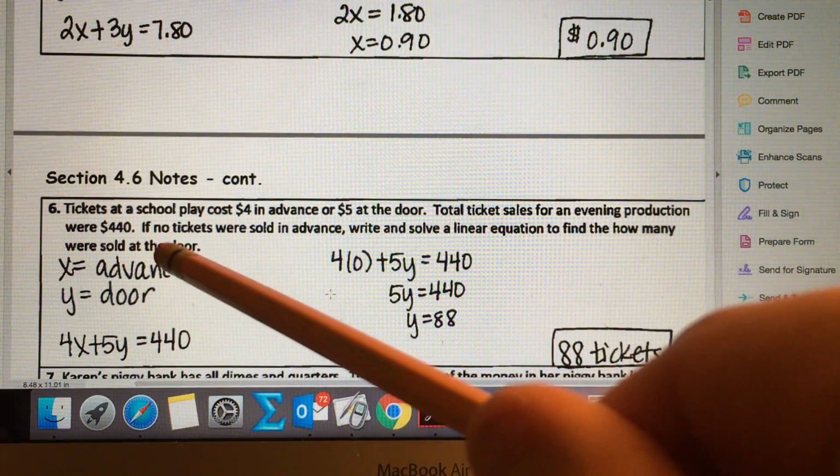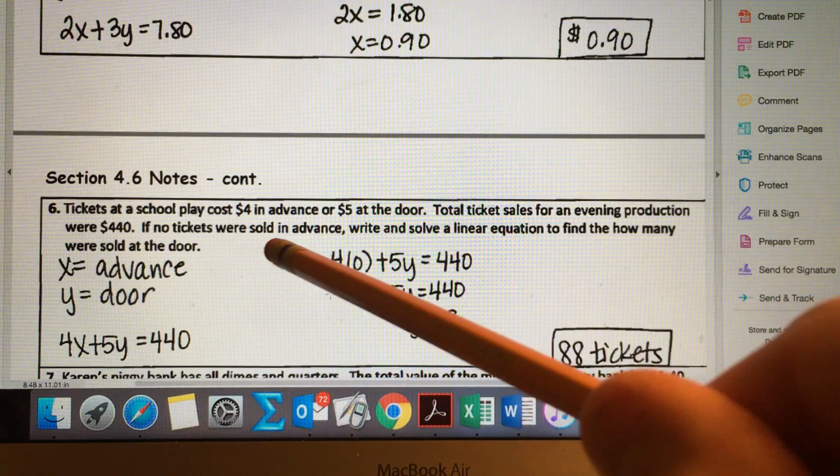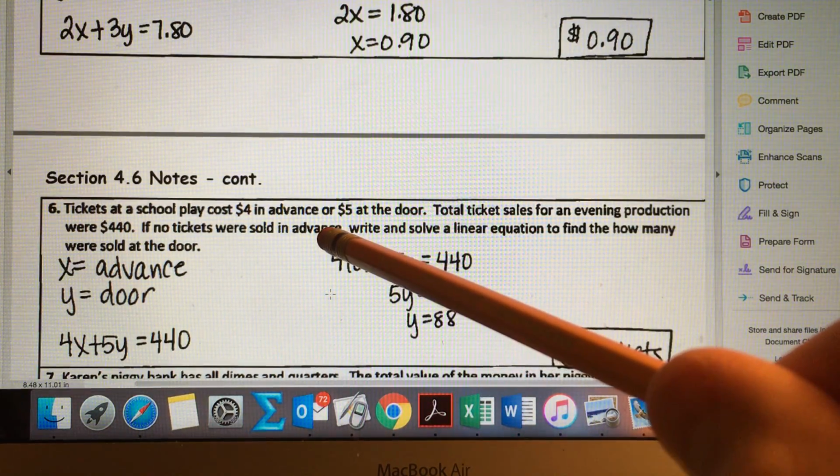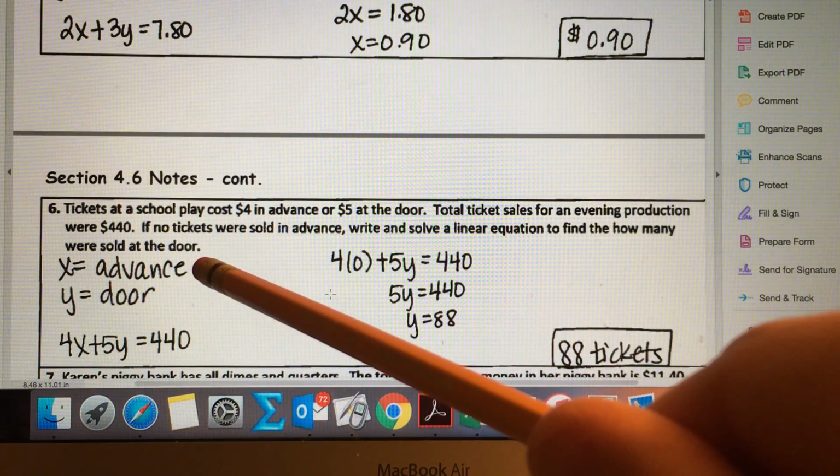And then they gave us one more individual observation. If no tickets were sold in advance. So they told us what x was. If no tickets were sold in advance, what's x?